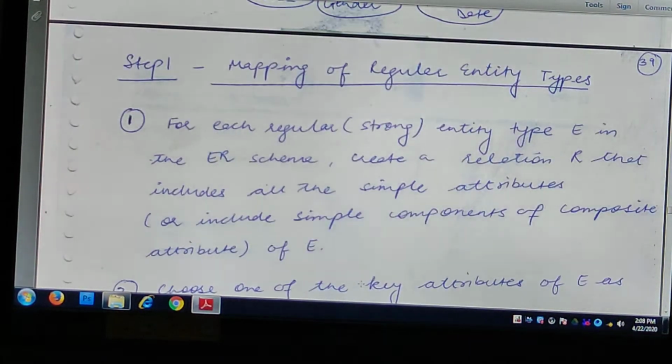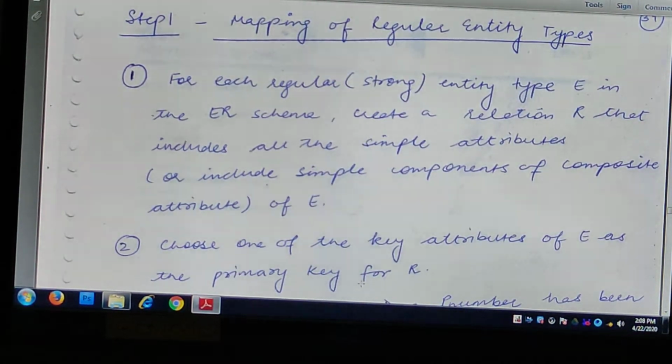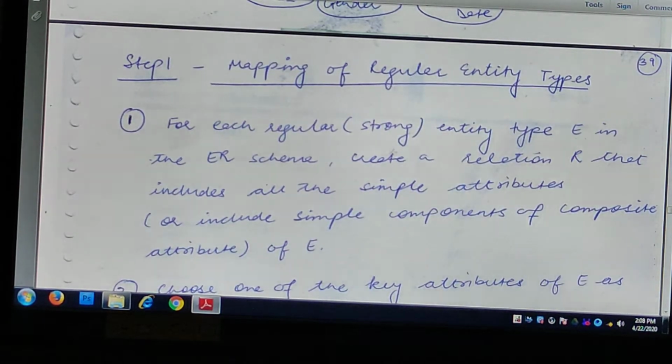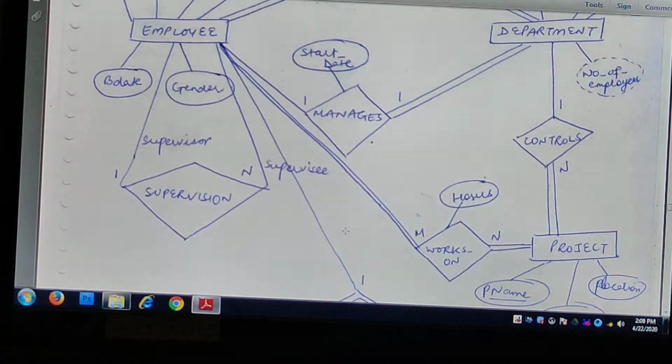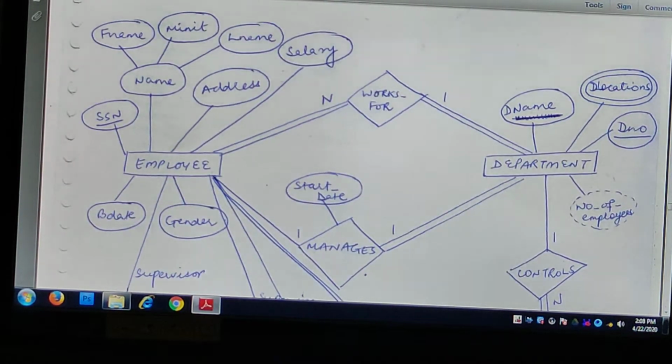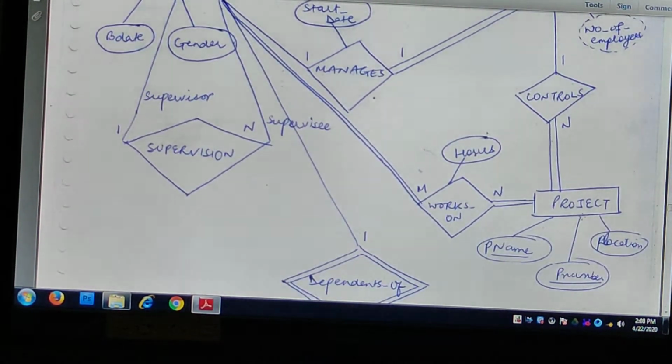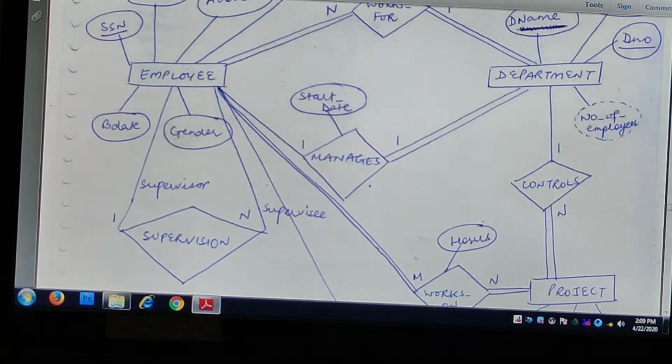So now we will see. Let's start with the mapping of the regular entity type. Regular means the strong entity types. What we have to do is create a relation, a table, for every strong entity type E. We have three strong entity types in our ER diagram: employee, department and project. So we will be creating three relation schemas for these.